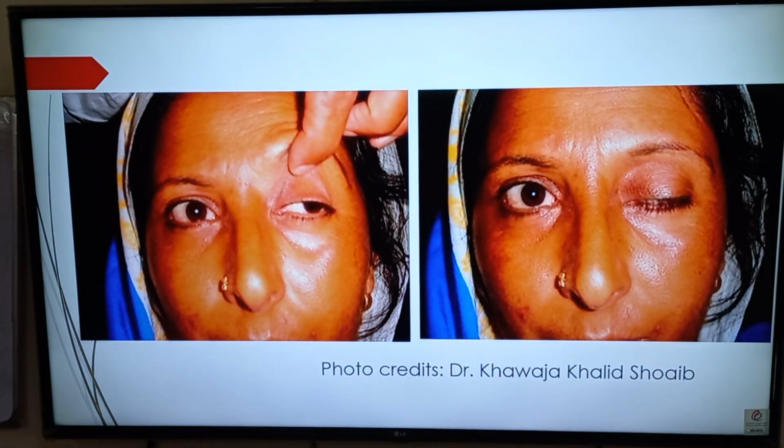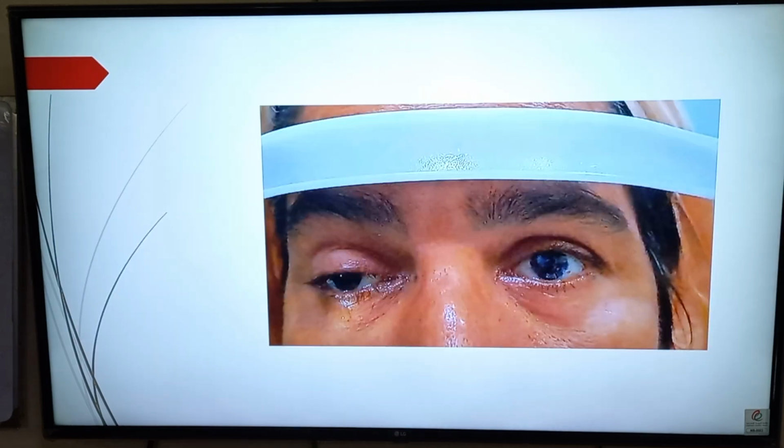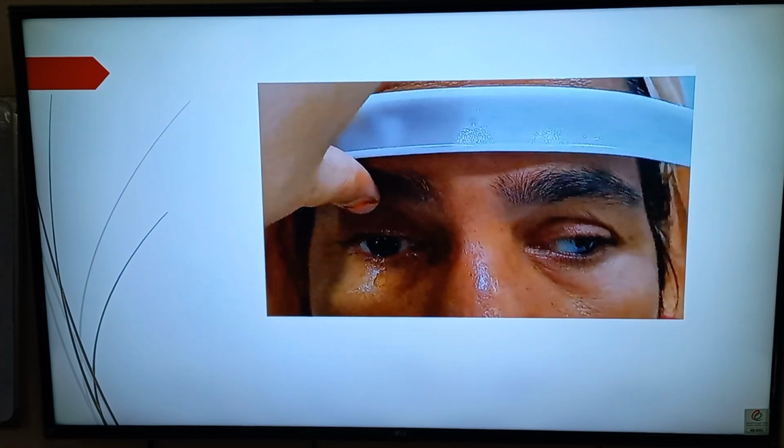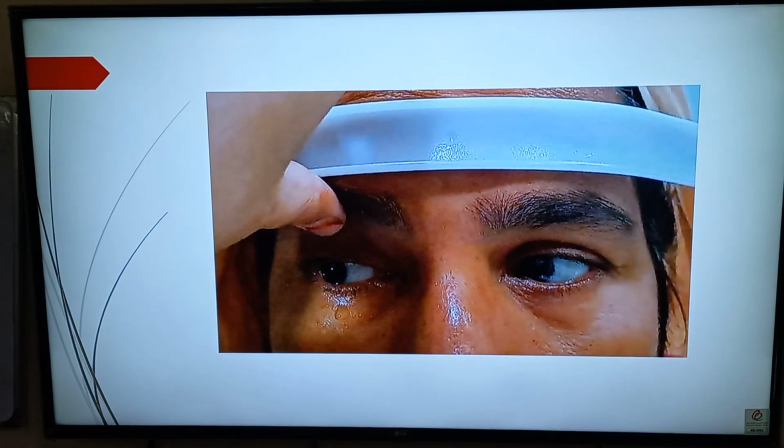This is a patient of oculomotor nerve palsy. We can see ptosis in that eye, and in this we can see the down and out position of the eyeball. This is another patient of oculomotor nerve palsy. We can see in the right eye there is ptosis and there is down and out position of the eyeball. In this picture there is limited adduction. However, the abduction is normal.